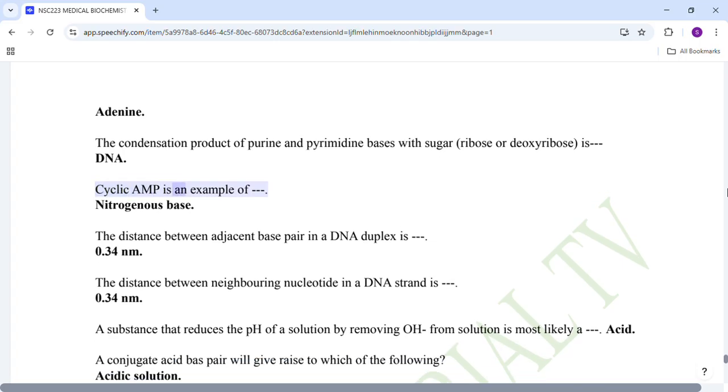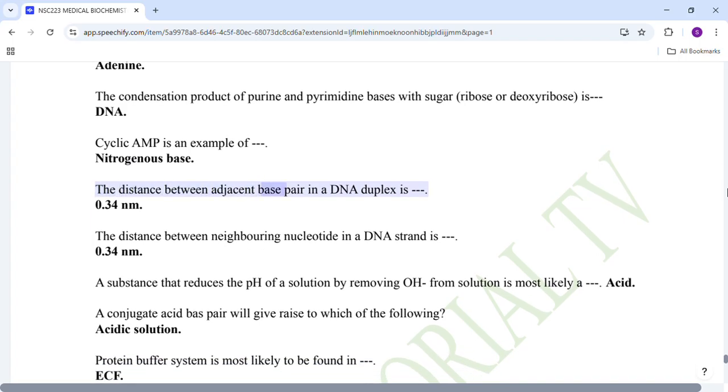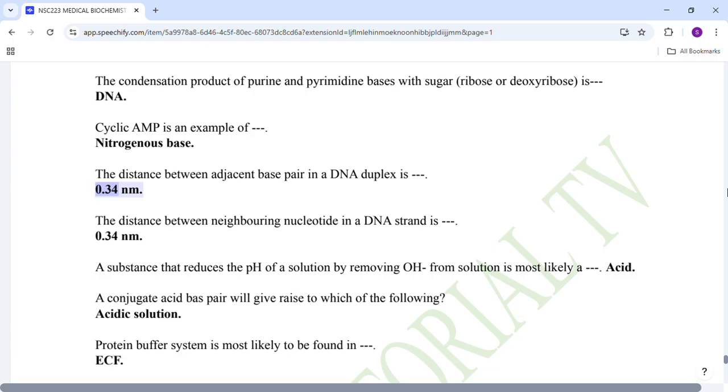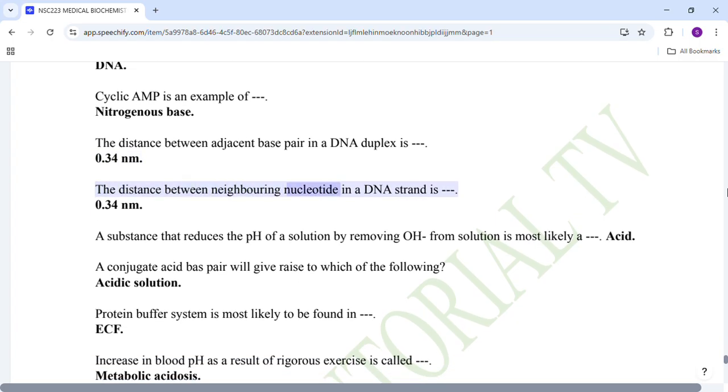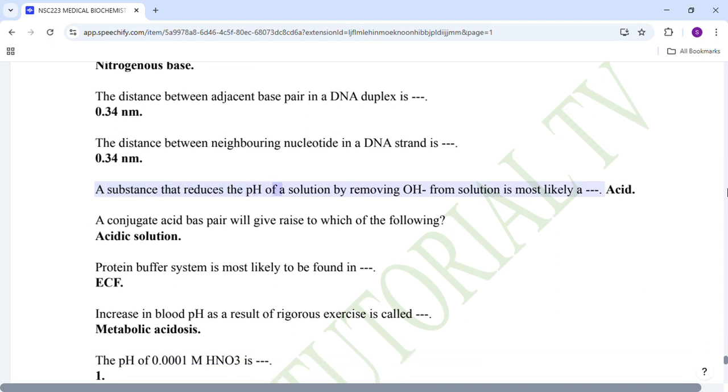Cyclic AMP is an example of dash dash. Nitrogenous base. The distance between adjacent base pairs in a DNA duplex is dash dash. 0.34 nanometers. The distance between neighboring nucleotides in a DNA strand is dash dash. 0.34 nanometers. A substance that reduces the pH of a solution by removing OH from solution is most likely a dash dash.